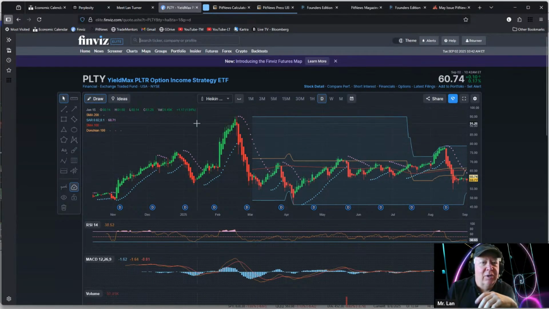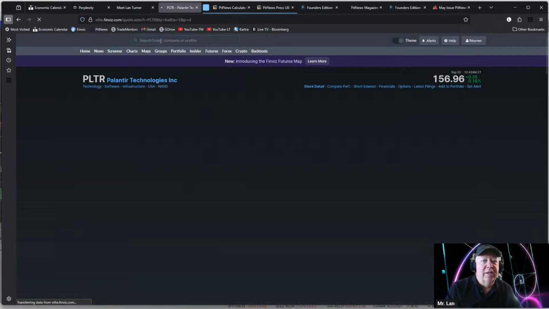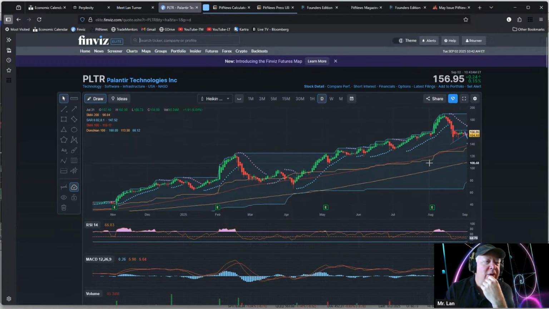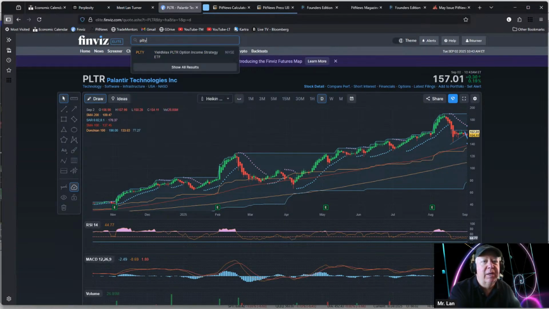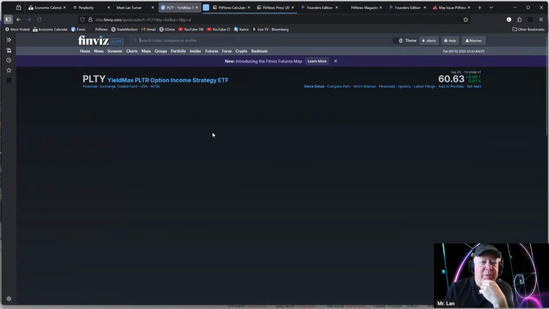Now, PLTR is going down in value. So what are they doing? They're selling covered calls, but they also have their synthetic longs. They are losing money because of the synthetic longs. That's why it's going down, but they're selling covered calls against it, so they're not losing money as fast, PLTY. But it doesn't mean they don't lose money.